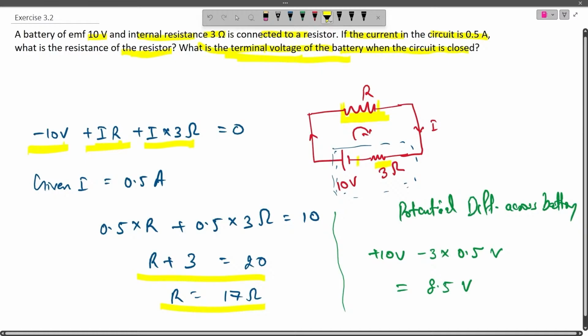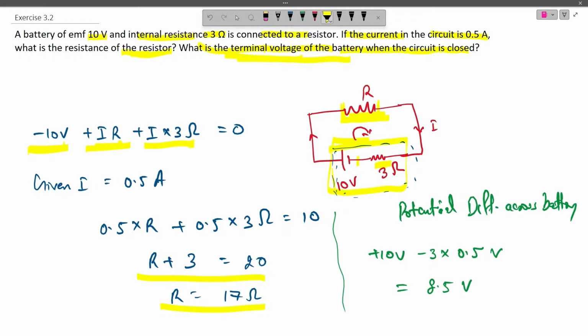Now we have to calculate the voltage across this cell. The potential difference across this cell is composed of the cell EMF, that is 10 volt, plus its internal resistance. So we can move from the left point of the cell. Now it is 10 volt minus, since we are moving in the opposite direction of the current flowing, we will get the lower potential, so it would be minus 3 times the current, that is 0.5 ampere. So we will get a value of 8.5 volt across this battery.